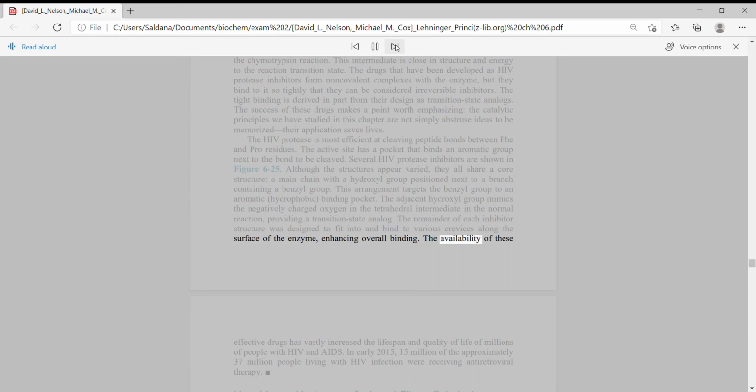The availability of these effective drugs has vastly increased the lifespan and quality of life of millions of people with HIV and AIDS. In early 2015, 15 million of the approximately 37 million people living with HIV infection were receiving antiretroviral therapy.